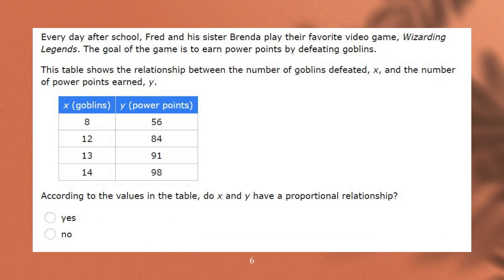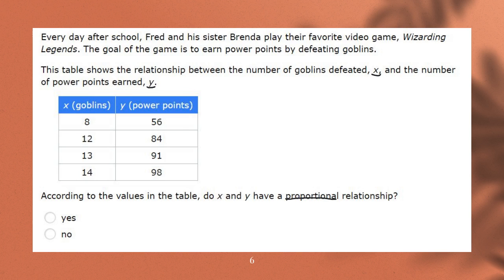In our last example, it says, every day after school, Fred and his sister Brenda played their favorite video game, Wizarding Legends. The goal of the game is to earn power points by defeating goblins. This table shows the relationship between the number of goblins defeated, X, and the number of power points earned, Y. So we have X that's goblins and Y that's power points. According to the values in the table, do X and Y have a proportional relationship?